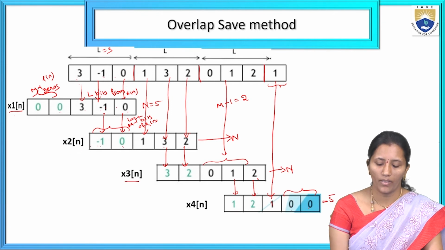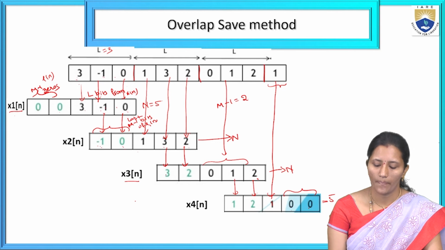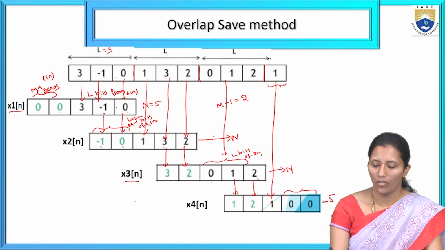For x2 of n, the first bits are the m minus 1 bits of the previous segmented section. So here x1 of n has last 2 bits, m minus 1 bits, 3 2. These will come as the first bits of the x2 of n, followed by the next L bits from the x of n. For x3 of n, the last m minus 1, 2 bits are 3 2, followed by L bits of x of n. Next L bits are 0 1 2.